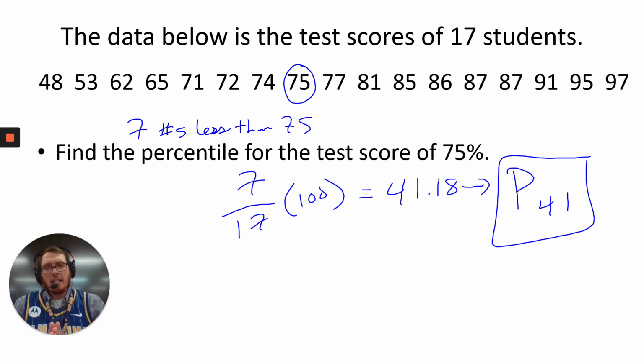So when you're finding that, you're just saying, all right, where's my cutoff? How many numbers are less than mine? Divide by the total times 100, and that will find the percentile.